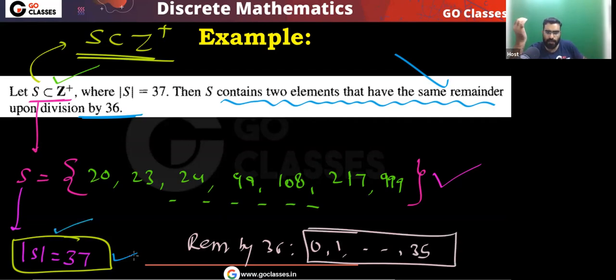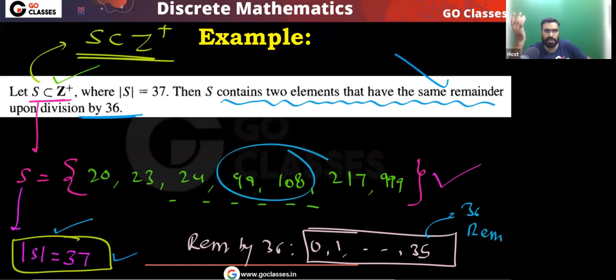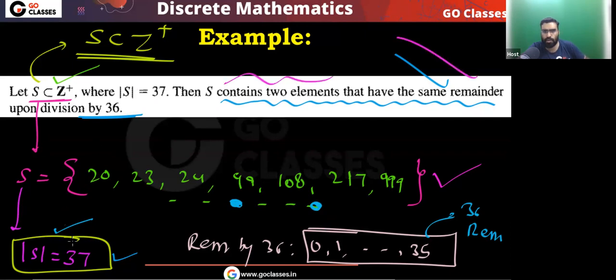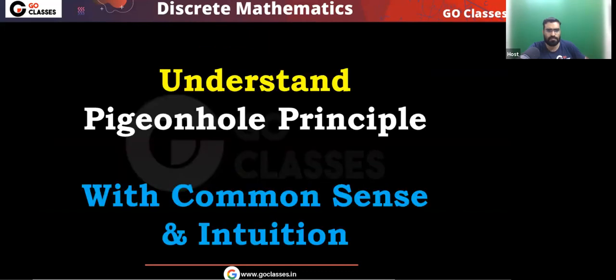But you have 37 numbers in this set. There are 37 people, but the number of possible remainders is only 36. So definitely, at least 2 people have to share the remainder. Yes or no? So you have 2 elements that give you the same remainder. Very simple. Now let's move on.